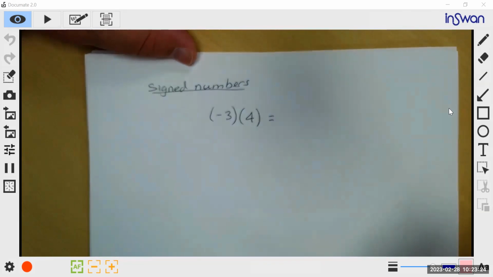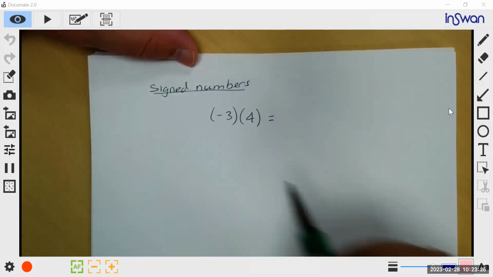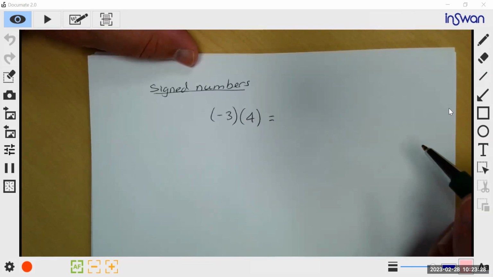Again, treat the signs and the numbers separately. Is the answer going to be positive or negative? Why? Why is it going to be negative?